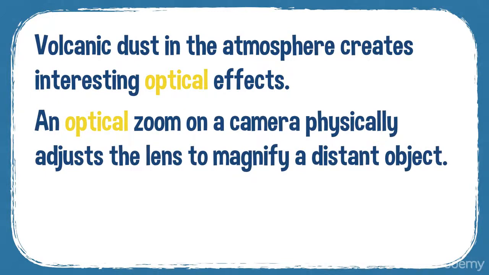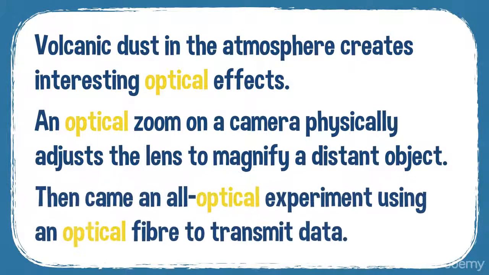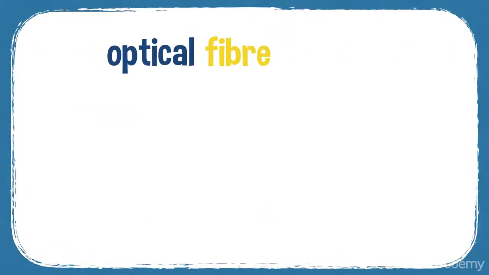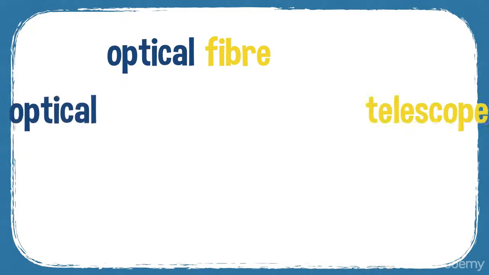An optical zoom on a camera physically adjusts the lens to magnify a distant object. And then came an all-optical experiment using an optical fibre to transmit data. So we talk about optical fibre. A lot of the internet works through optical fibres. So using light, pulses of light to send data through optical fibers on the internet.